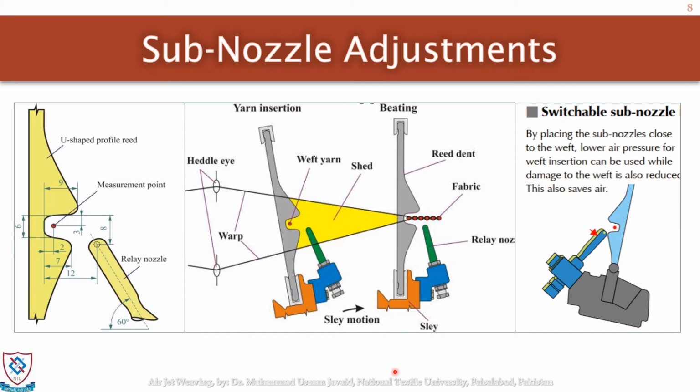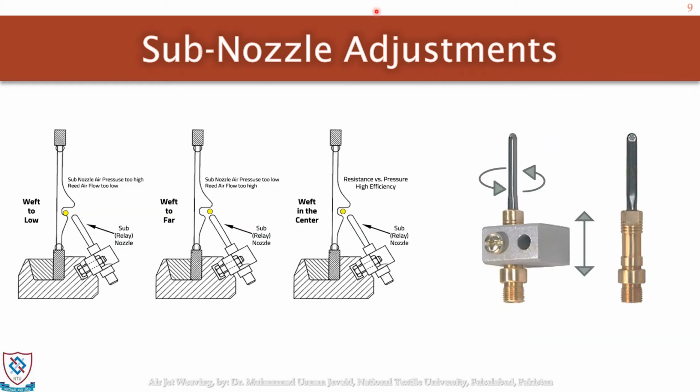So in this slide, I try to mention that for the sub nozzles adjustment, we want to have our sub nozzle as close as possible to the channel to have a very good force applied by the release of the pressure, so that with the minimum pressure, maximum force is exerted on the weft.